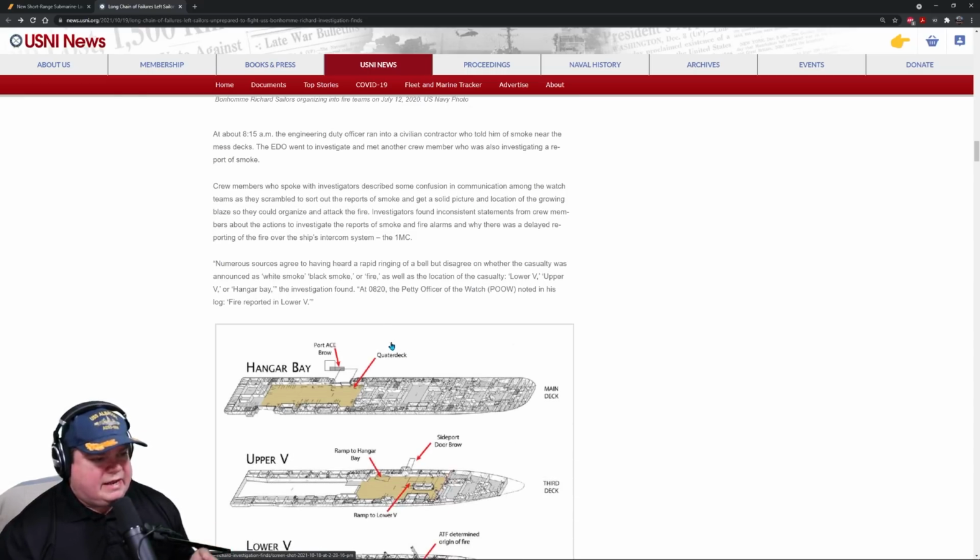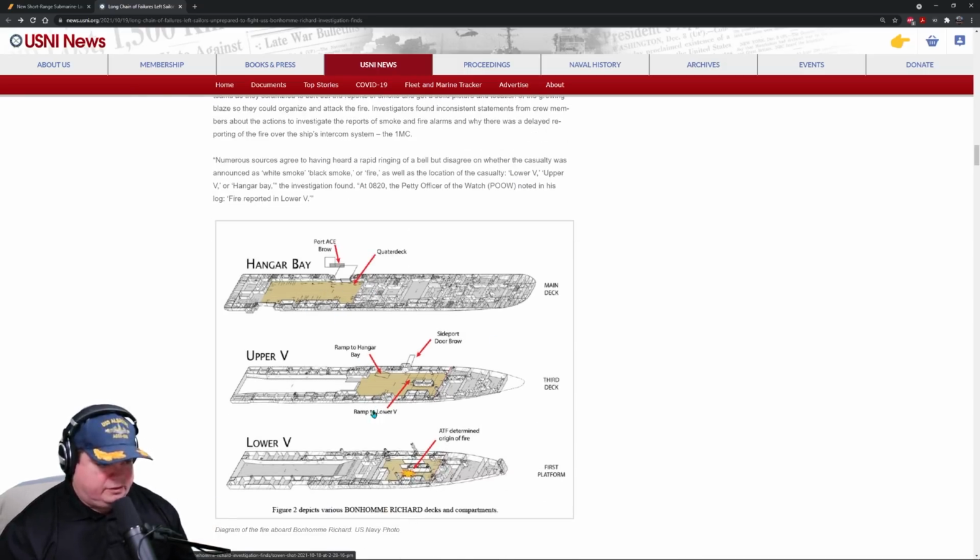Numerous sources agree to having heard a rapid ringing of the bell, but disagree on whether the casualty was announced as white smoke or black smoke or fire, as well as the location of the casualty as lower V, upper V, or hangar bay. I guess those are all different places.